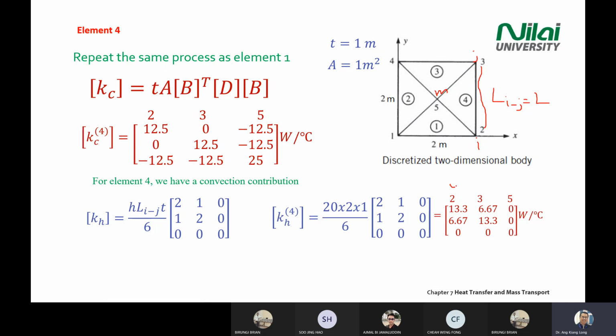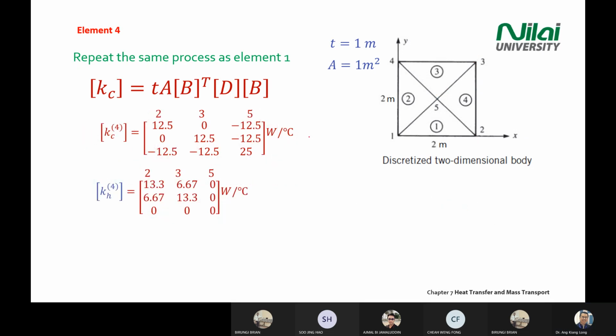Again, mark your matrix with pencil, ticking number 235, because later you need to do superimpose to get the global matrix for KH. Okay, don't mix with KC and KH. Don't mix them together. Conduction is conduction, convection is convection. So for element 4, you have 2 K matrix. One is for conduction, one is for convection.